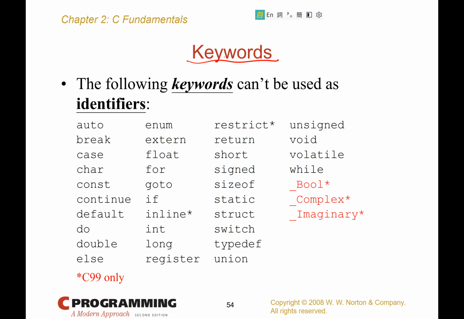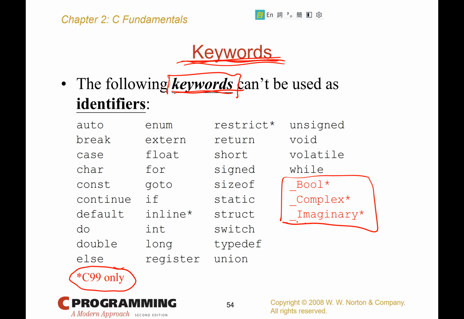Now, keywords. Also an important concept. In C, the following are the keywords used in C. These three, in red, were added to this keyword list in the 95 version of C. All these keywords have a special meaning in C, and they cannot be used as identifiers.